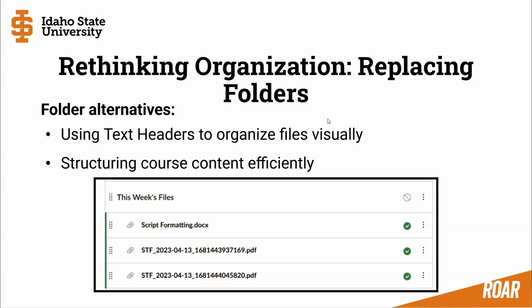So in your modules, if you've added Canvas and gone in to look at your Canvas course already, you'll see that the modules are shaped like this. So it's a little different. You don't have the folder to add files into, but you can use text headers here, and you can set up the header, add files underneath it. You are limited to 50 files that you can add underneath. Hopefully you're not adding 50. That's a lot to scroll through. Your students will hate you, but this can help you structure your course content efficiently.